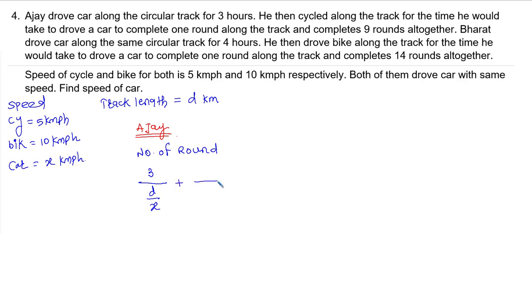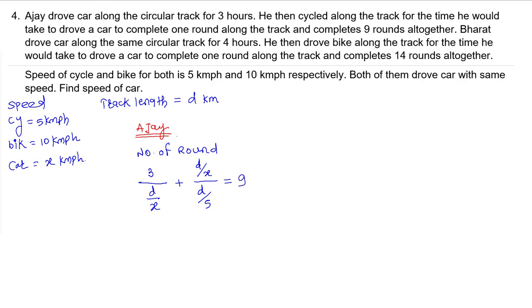Plus, now for how much time is he going to cycle? The time in which he can complete 1 round by using the car. The time required to complete 1 round by using the car is equal to d divided by x. For this much time he is going to cycle, and by using the cycle, the time he requires to complete 1 round is d divided by 5. This is the total number of rounds by using the cycle, and this addition is equal to 9.